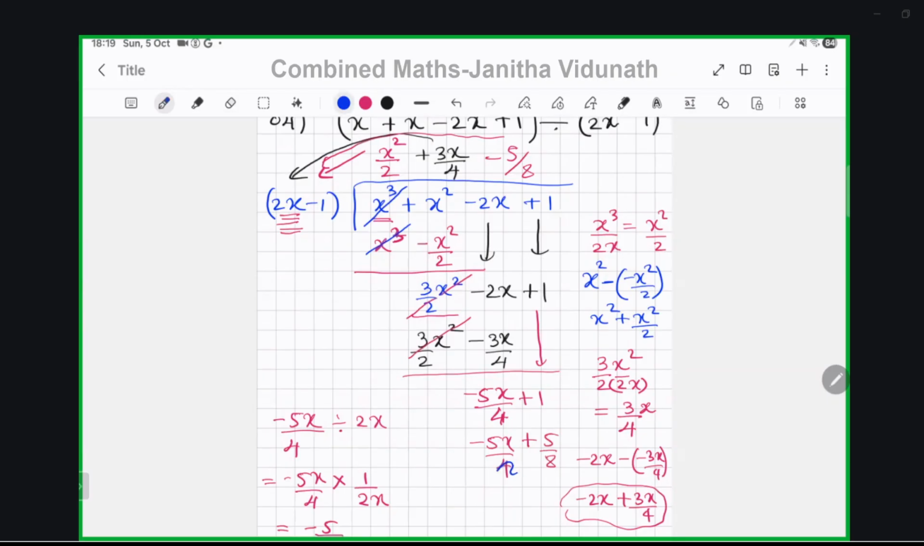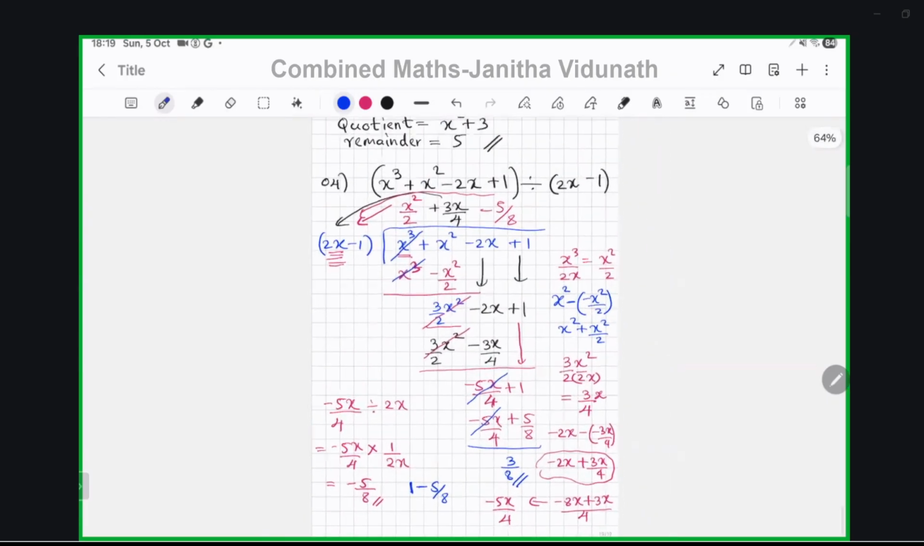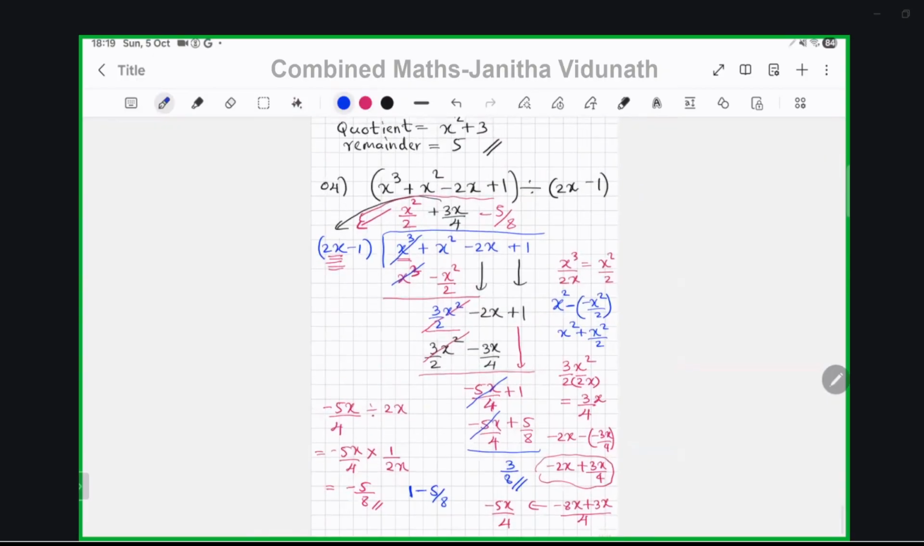Then we need to subtract those two terms. Then these two terms cancel out. Then here the remaining term is 1 minus 5 over 8. That means 3 over 8. This is the final answer for the fourth question. Okay, write down those answers also.